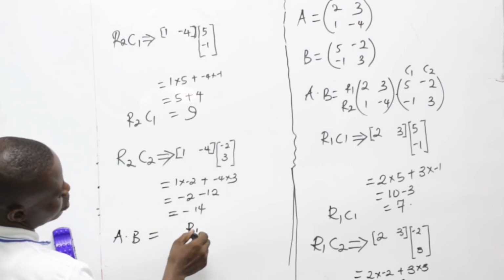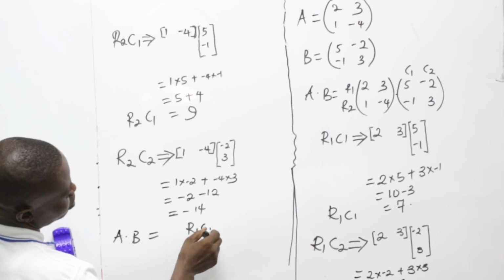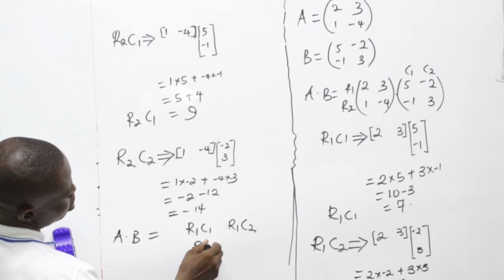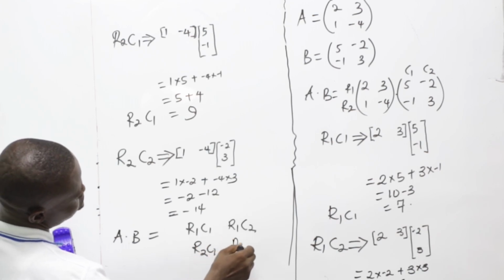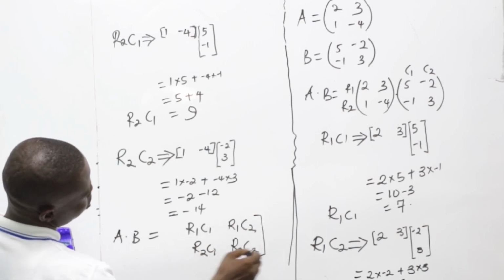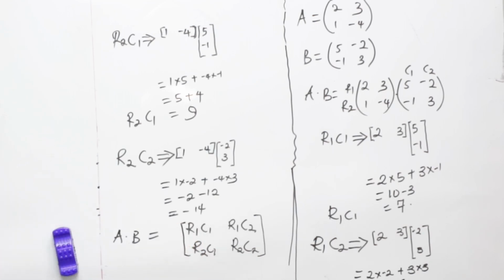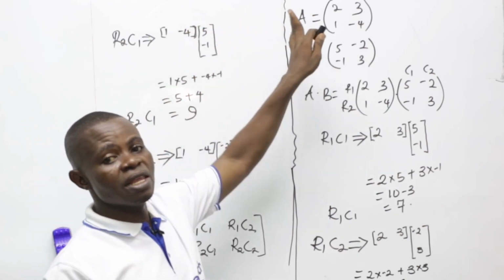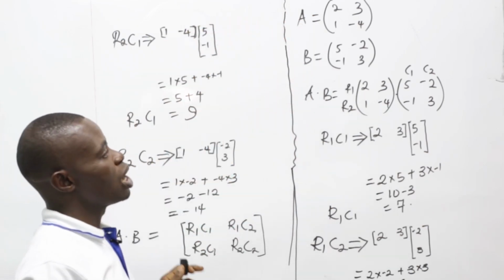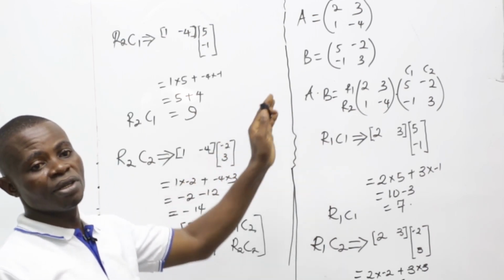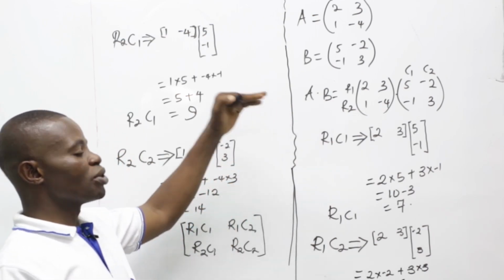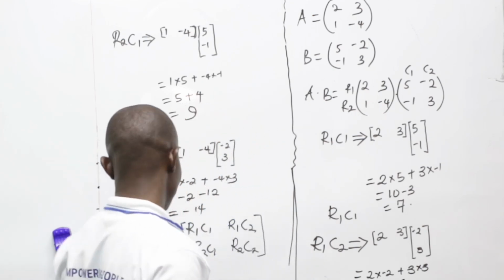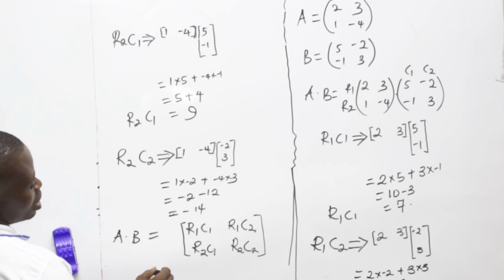Okay. Now, the arrangement of the solution, that is A dot B equals who? Row 1, column 1, row 1, column 2, row 2, column 1, row 2, column 2. You must know the order of a given matrix. That is, how many rows are there in A? 2 rows. How many columns are there in B? 2 columns. Meaning your solution must be what? 2 by 2 matrix. Therefore, A dot B equals what?